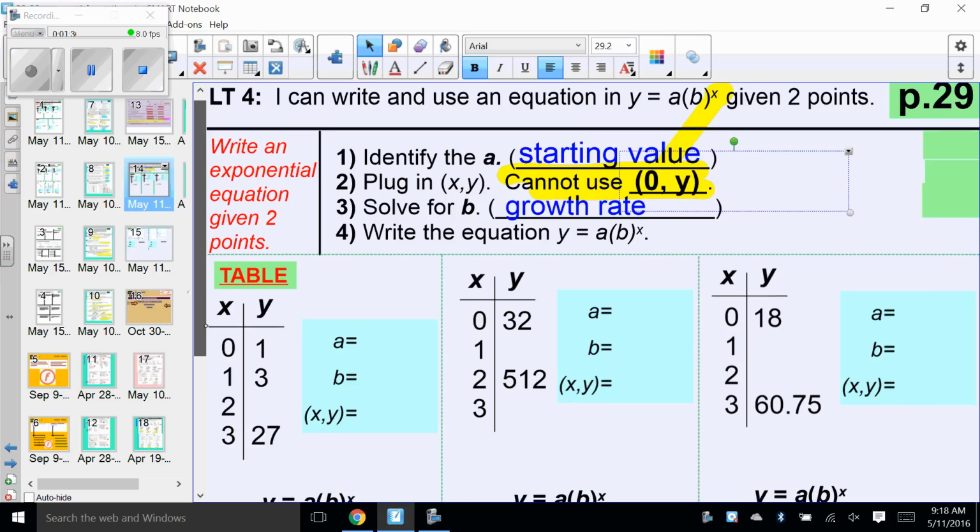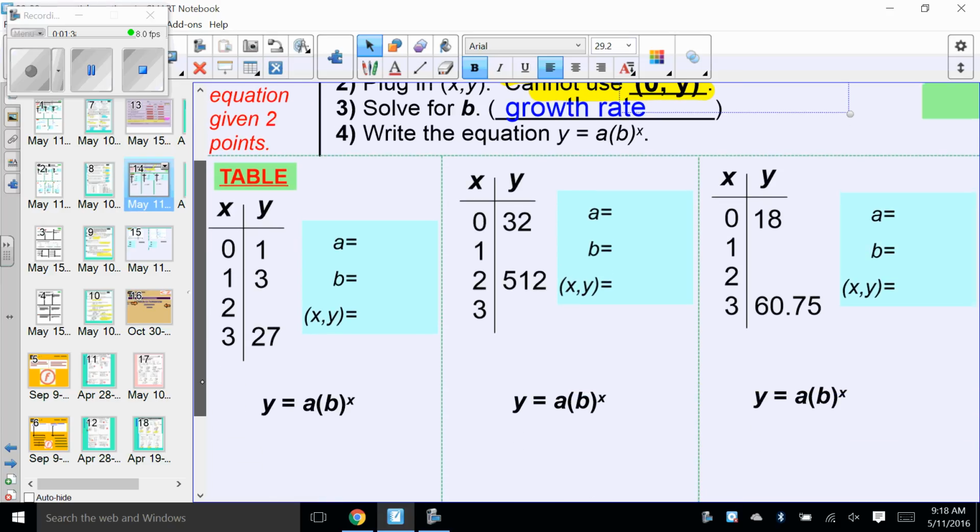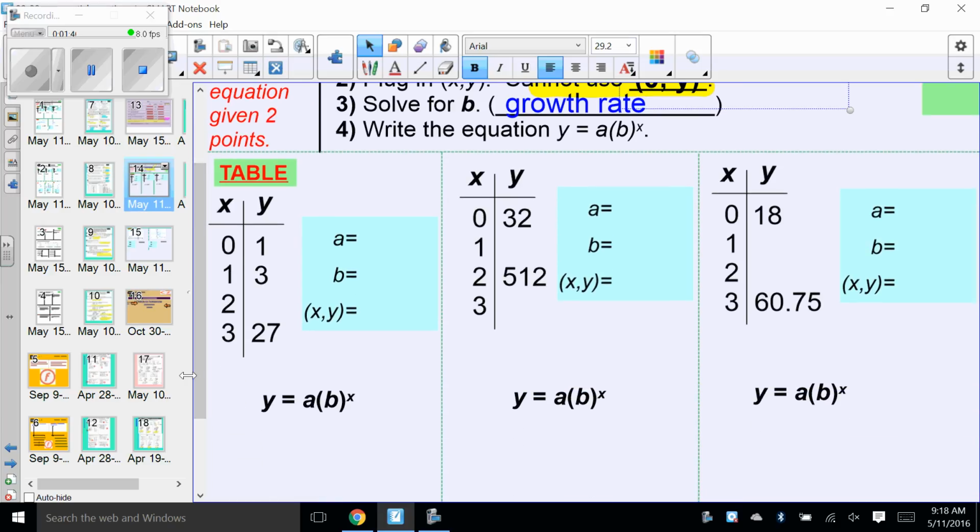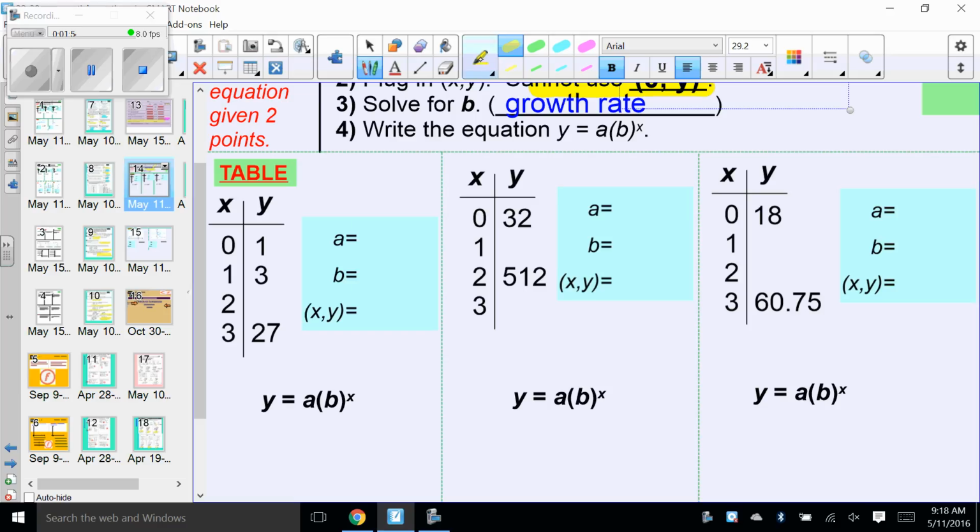Okay, so in the table here, we have 2 data points. We're going to find the a, the b, and the coordinate. All right, so the a is the starting value. It's pretty easy to see here. It starts at 0, 1, where the x is paired up with a 0. So our a value is 1.